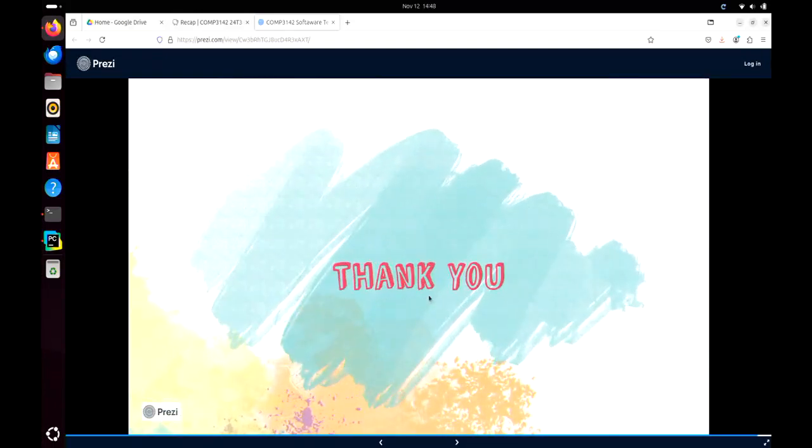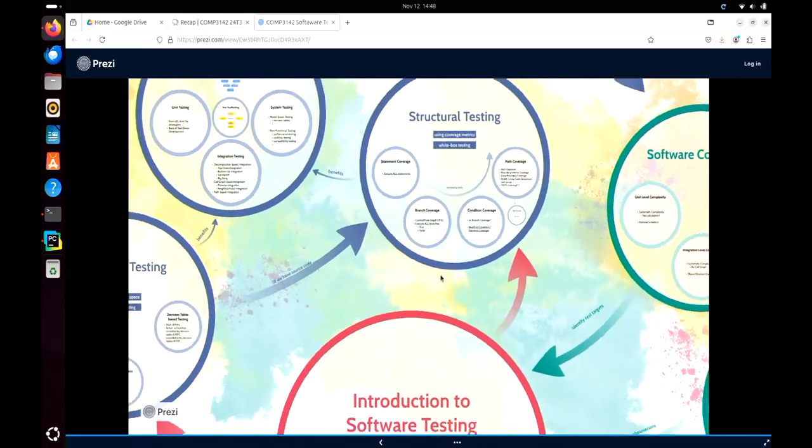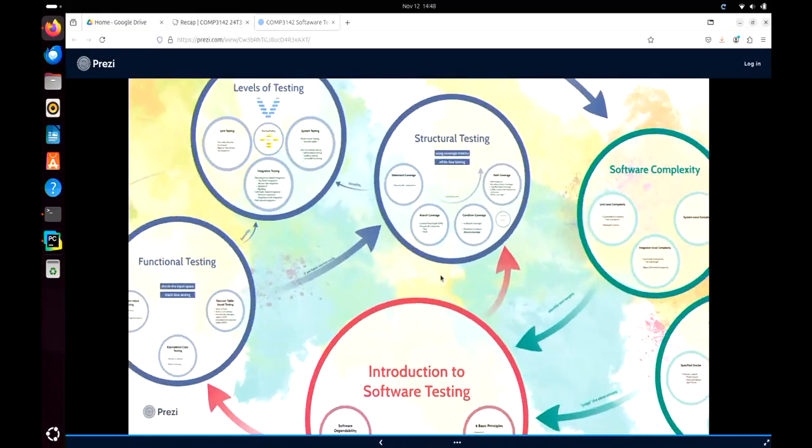That's all we have learned for this term. Thank you for joining this course. This is the overview of what you have learned, and you can play around with this page. You can zoom in and zoom out and see what's going on.